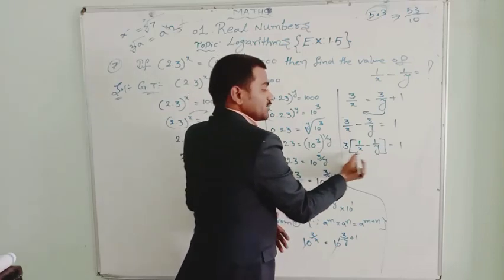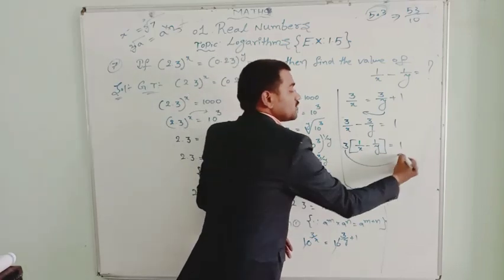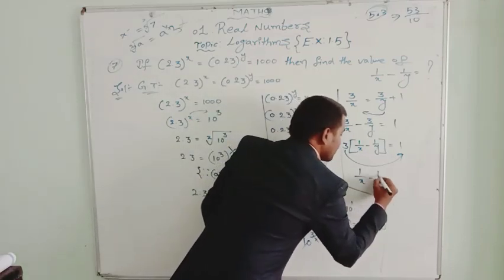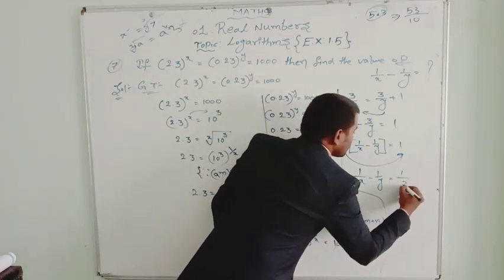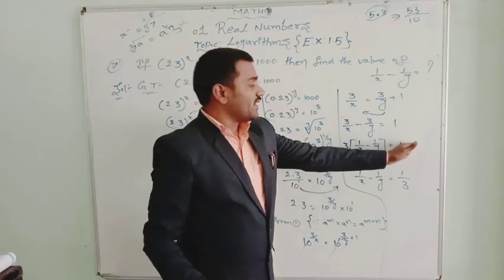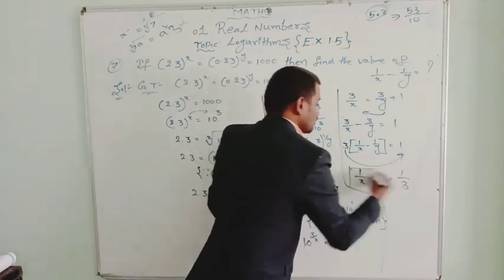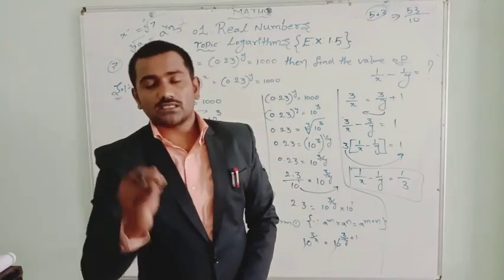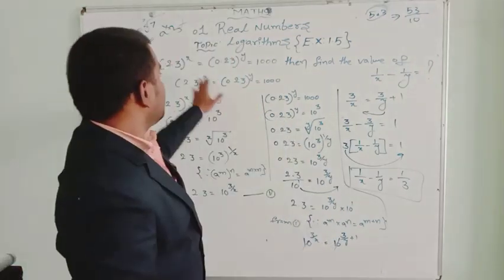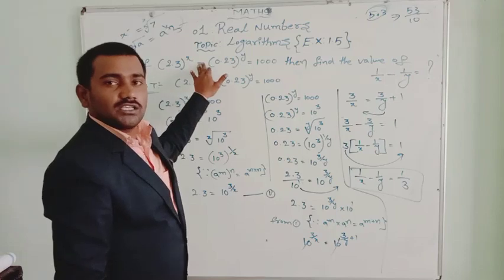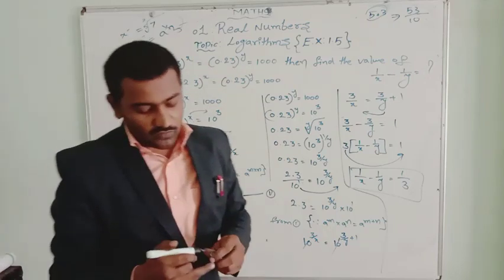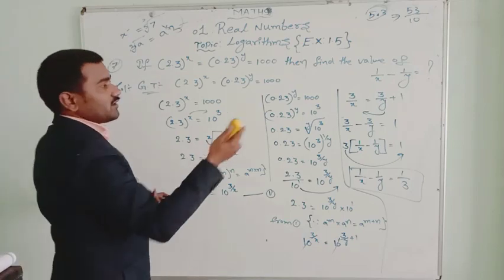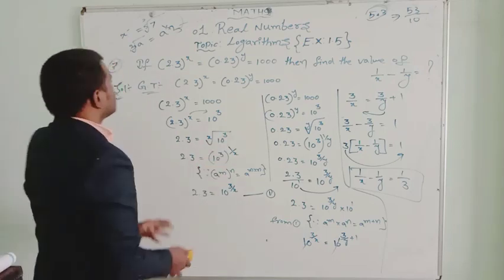Now here 3 is multiplying this term, so when transported to the RHS side it becomes division. So what we get here is 1 by x minus 1 by y equal to 1 by 3. This is what was required to prove: the value of 1 by x minus 1 by y is 1 by 3 when 2.3 whole to the power of x equals 0.234 whole to the power of y equals 1000.